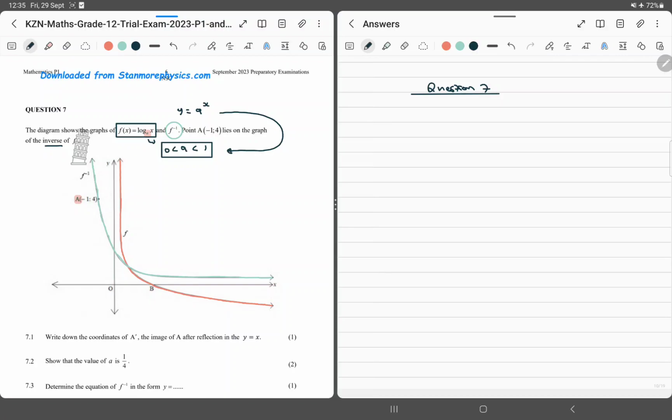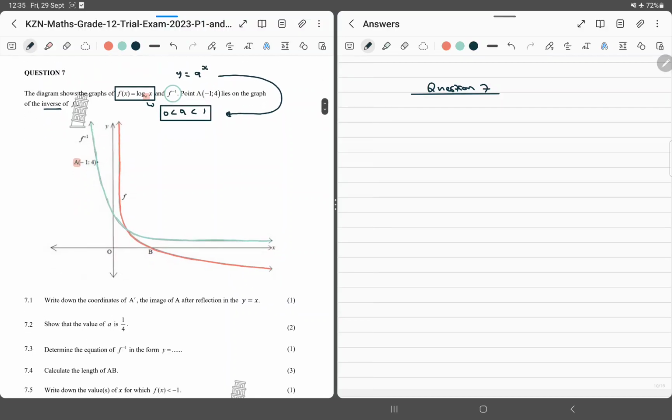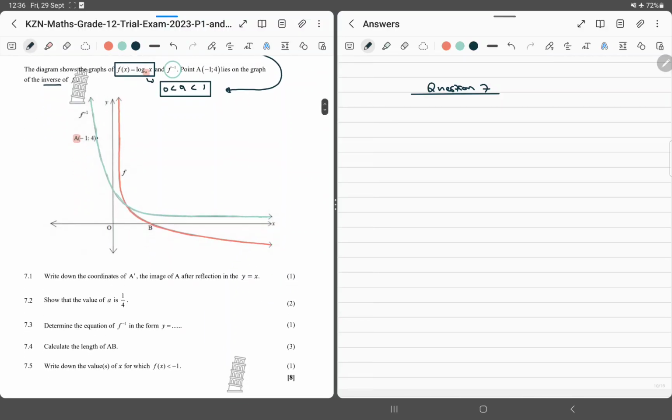So guys, be comfortable with your mathematics. Otherwise, you will struggle.